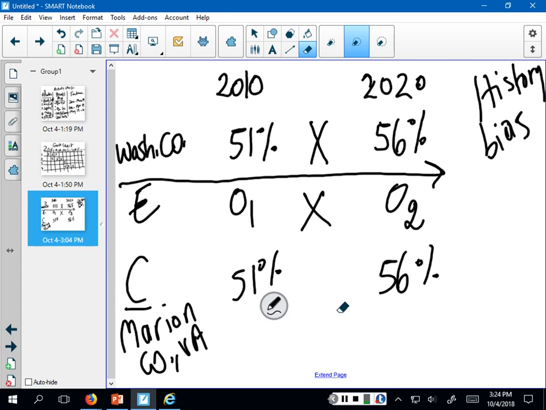That there were external factors, and you said the intervention didn't do anything. That our intervention didn't do anything. X was useless, right? Because Marion County had achieved the same increase without X. Okay? So X didn't really do anything. Because again, both counties, the experimental and the comparison, increased at the same rate.